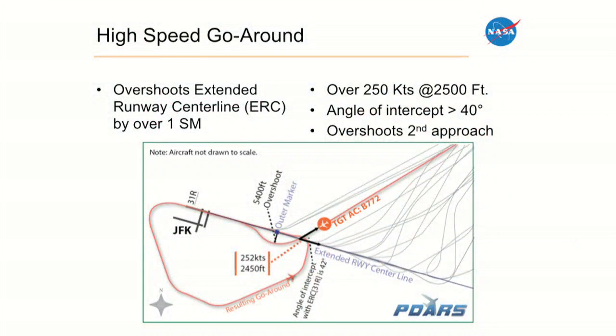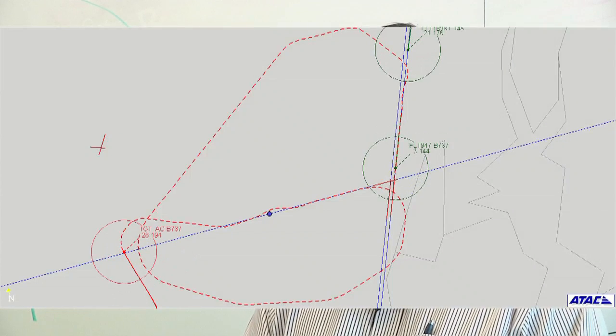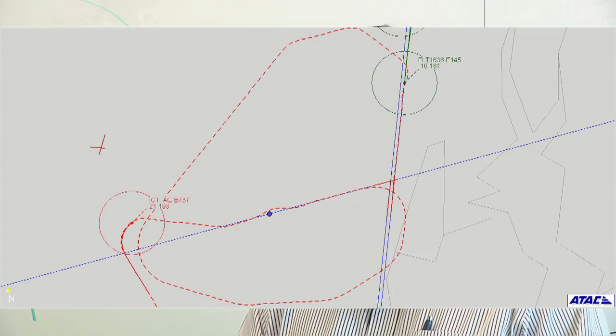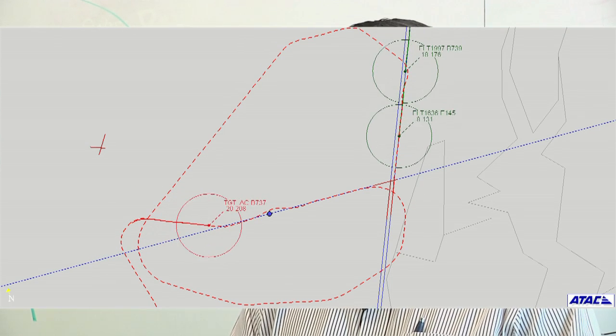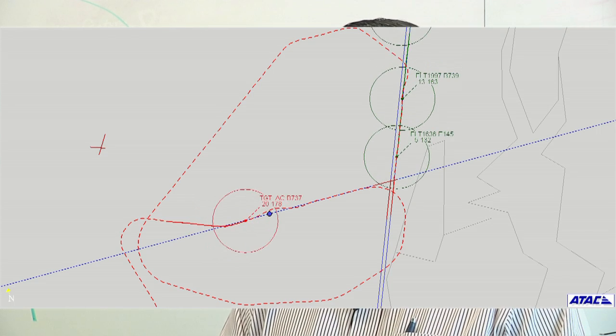So this is one where there was a go-around that happened due to high speed. In this particular case, the trajectory that the aircraft ended up following was that it came down this way. He was going too fast, in this case over 250 knots at about 2,500 feet while landing. He was supposed to land on this runway here, but he overshot this and then was unable to line up in time to be able to land here.